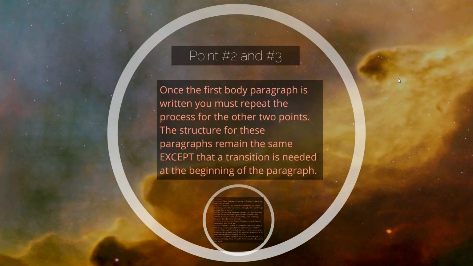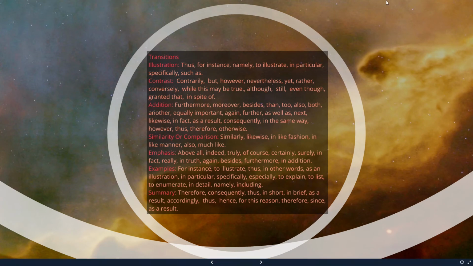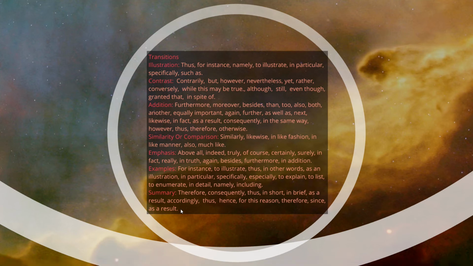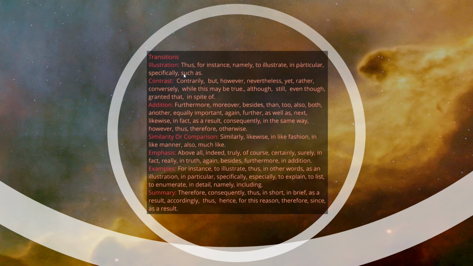Once the first body paragraph is written, you must repeat the process for the other 2 points that are in your thesis statement. The structure for these paragraphs is exactly the same, except that a transition is needed at the beginning of the paragraph. There are many different types of transitions that you can use. I've uploaded a worksheet that has various transitions that you can use, such as, and here are those same examples, illustration. You can contrast something: contrary or contrasting what was happening in the first paragraph, this is what's going to happen in the next paragraph.